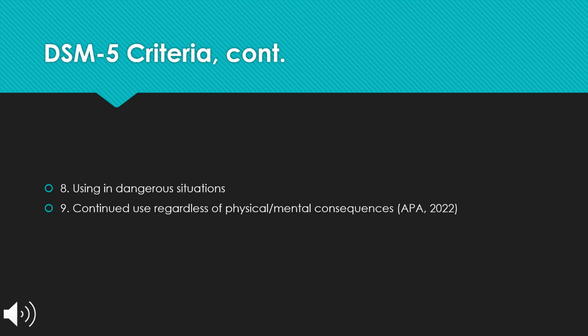Criteria 8 through 9 talks about risky use. In these areas, individuals may put themselves in compromising positions in order to obtain the substance or to continue to use it. For example, going into a bad neighborhood to go get the substance. Additionally, people may experience a physical illness as a result of the use but will continue to use regardless.